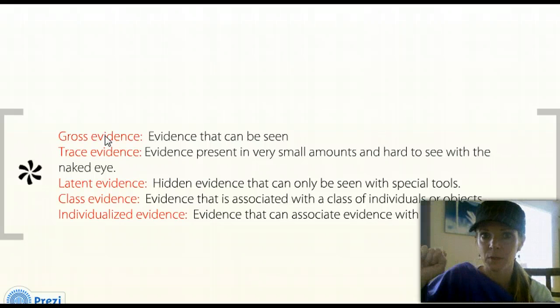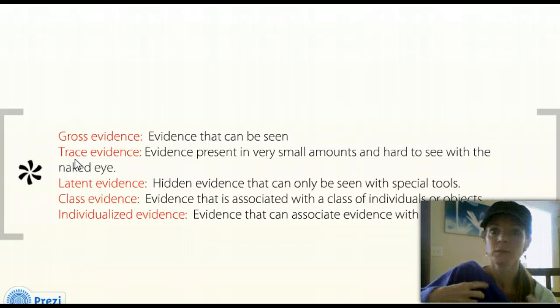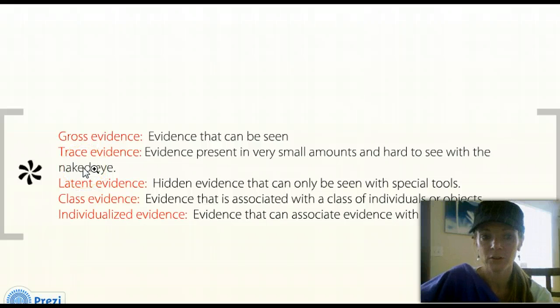Now, if you can't see the blood stains, depending on the type of material they are, that would be trace evidence or possibly even latent evidence. So trace evidence is basically evidence present in very small amounts, hard to see with the naked eye. That could be a hair follicle, that could be blood if it's a very small amount. That could be just something that is very, very small, fingernail polish flakes from blah, blah, blah. You just never know what trace evidence could be, but it's very small amounts, hard to see with the naked eye.